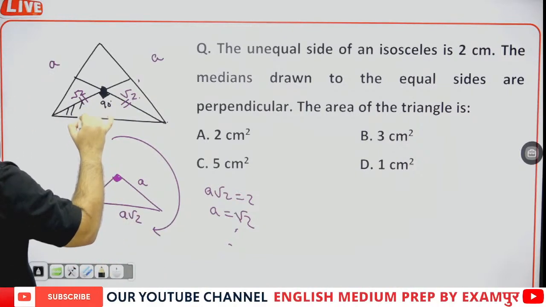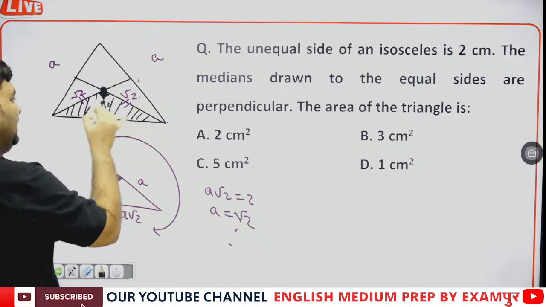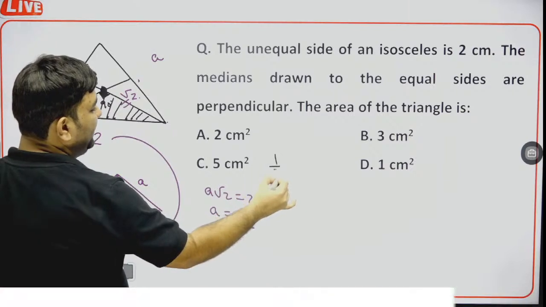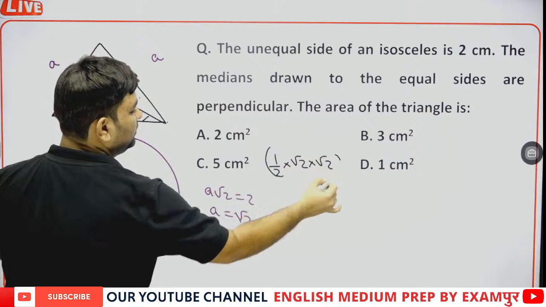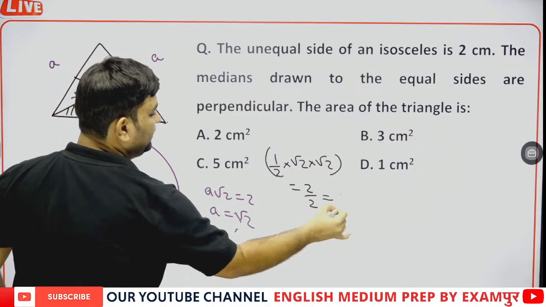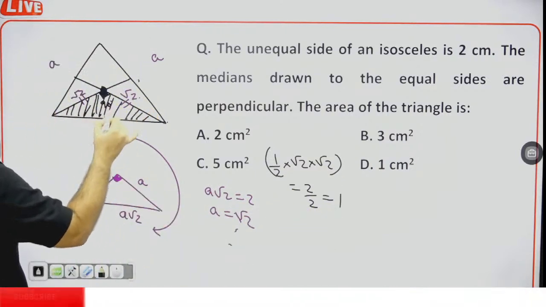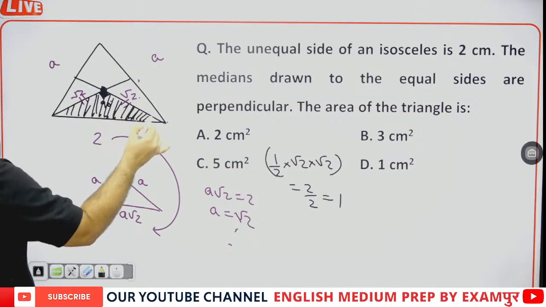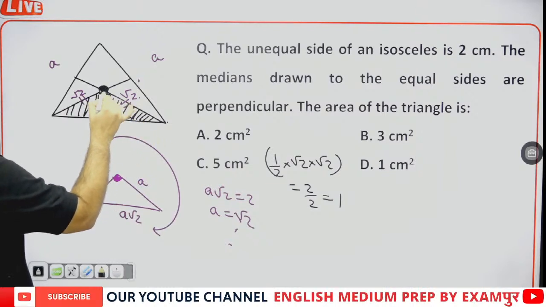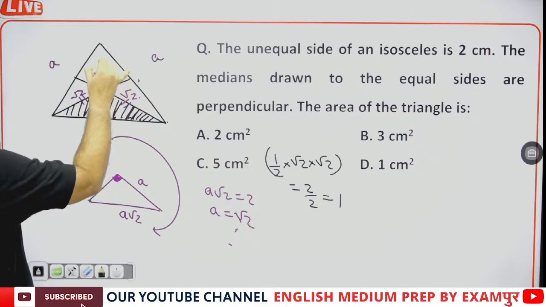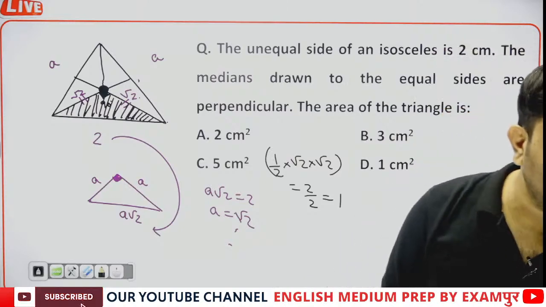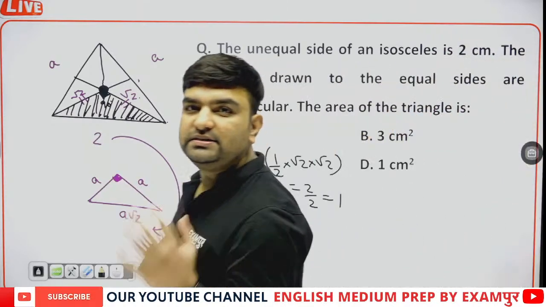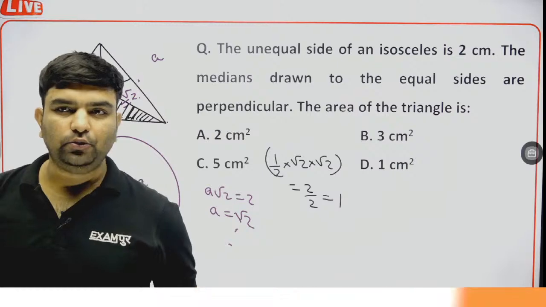I am finding the area of this triangle. It's a right angle triangle with base root 2 and height root 2. So 2 by 2, 1. The area of one triangle is 1. You know the centroid divides the triangle into 3 equal parts.